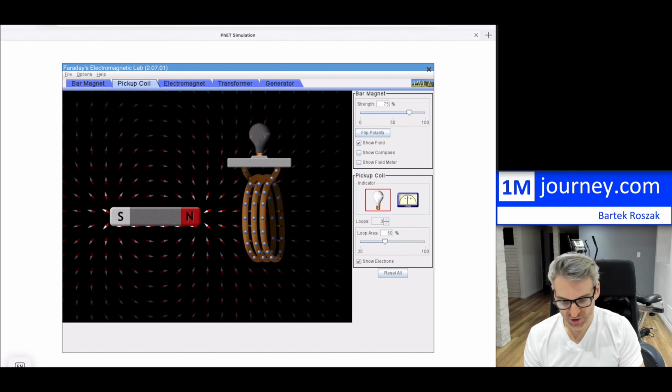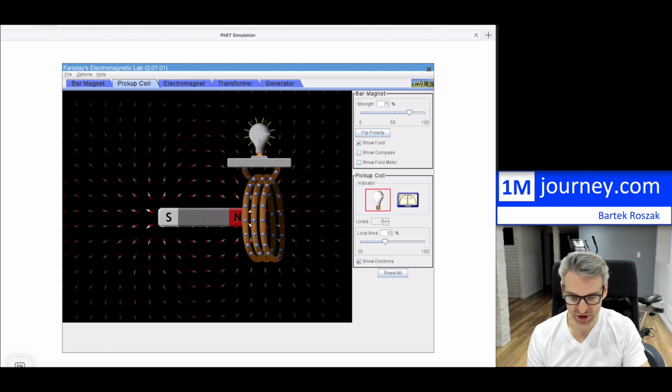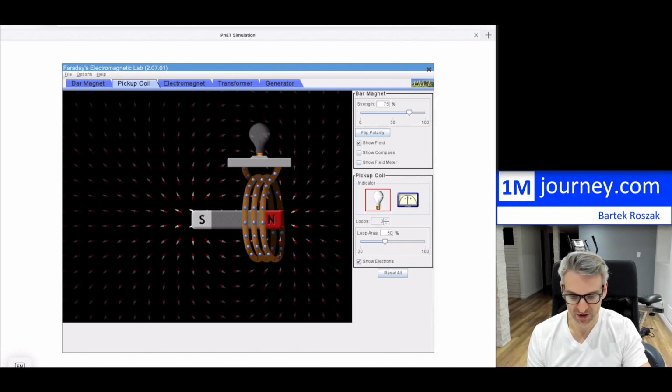Now, this is really neat because people might think, oh, you're moving it in and it's always going to be lit up. No. It's only with the change that happens, right? So once you leave it there, there is no more change, so there is no current. So you have to move this in and out as you're going through.